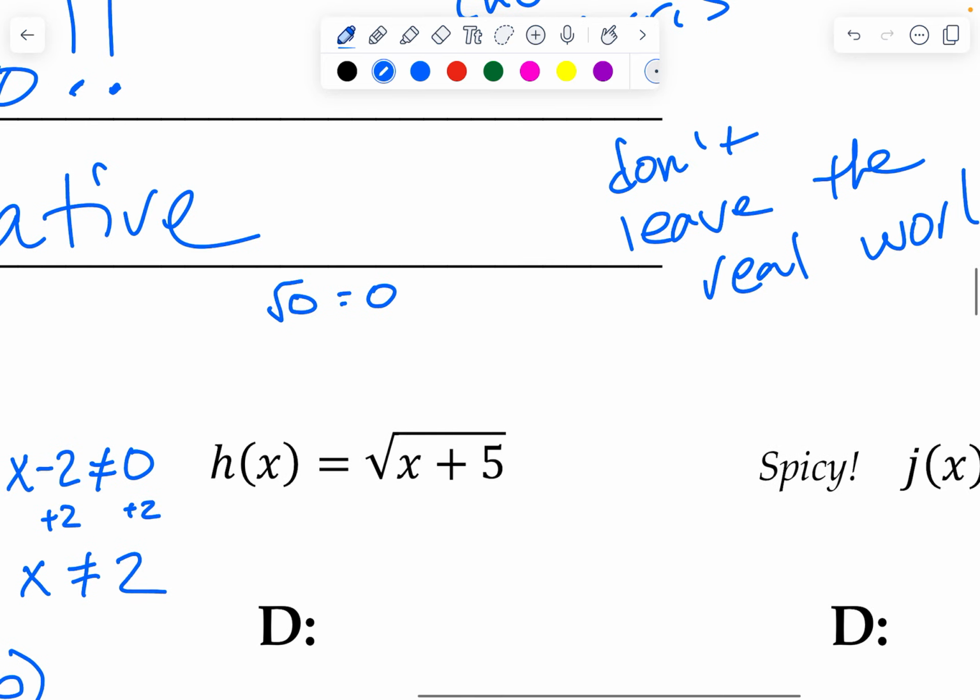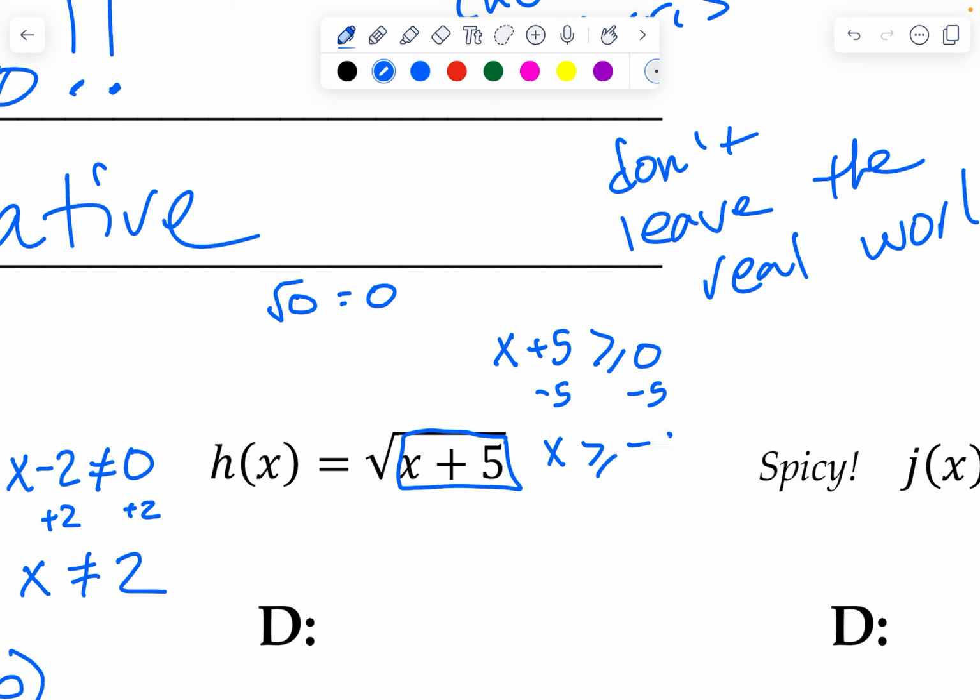So that means that I need anything underneath my radical sign to be greater than or equal to 0. So x plus 5 has to be greater than or equal to 0 because I can't take the square root of a negative. And now what do I do to solve for x? I subtract 5 from both sides. And so I have that x is greater than or equal to negative 5. So that's one way we could write the notation.